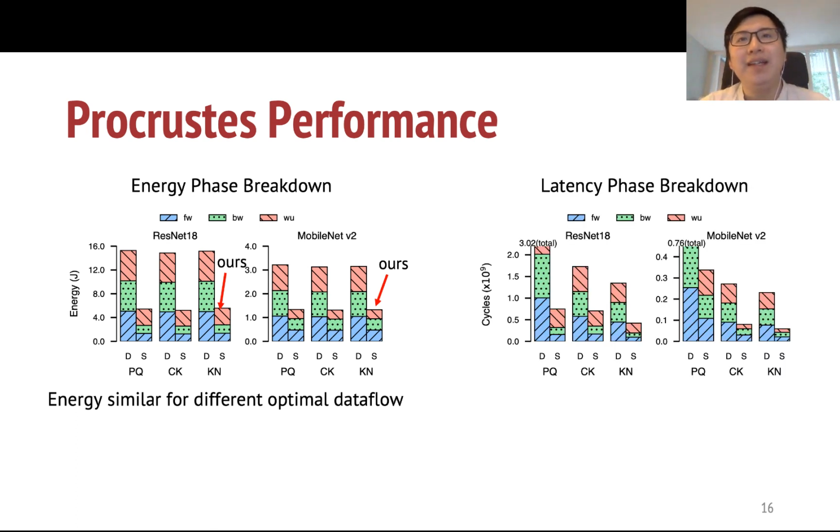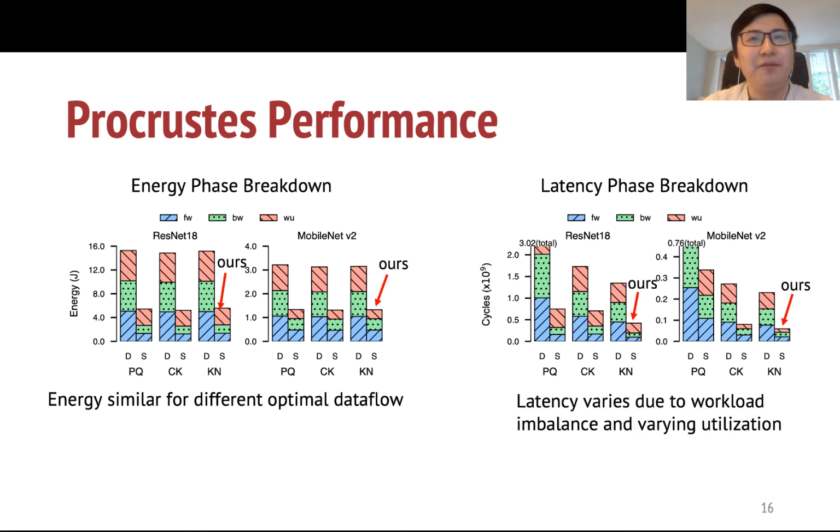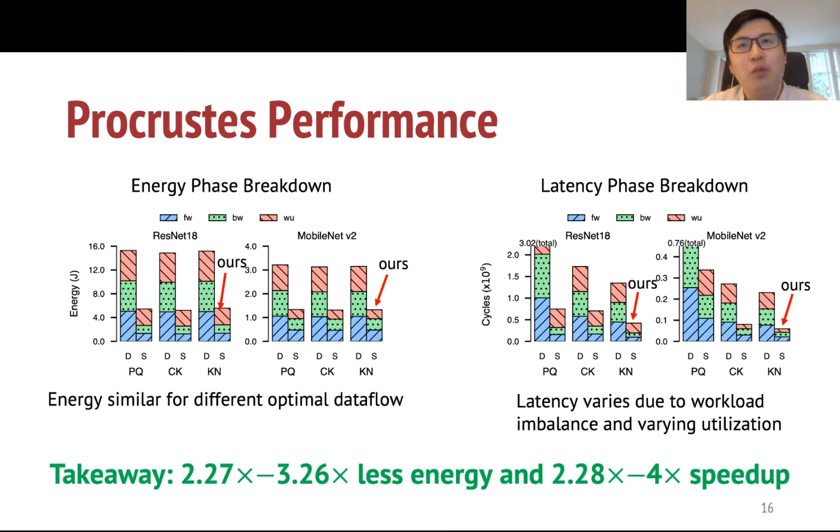Next, we present the latency phase breakdown, which follows a very similar structure. Similarly, ours is here. We find that latency varies a lot for different data flows, and our spatial mini-batch data flow achieved the best because it achieved good PE array utilization and its workloads are easy to balance. The takeaway is that we achieve 2.27x to 3.26x energy saving and 2.28x to 4x speedup across all models evaluated in the paper compared with a dense optimized baseline.